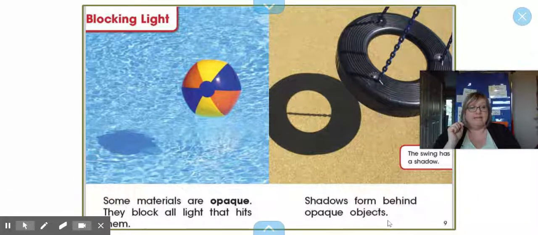Shadows form behind opaque objects. And then it says, this swing has a shadow. That's the caption. And it has a shadow because it is opaque. The light cannot get through the swing tire, the tire swing, I should say.